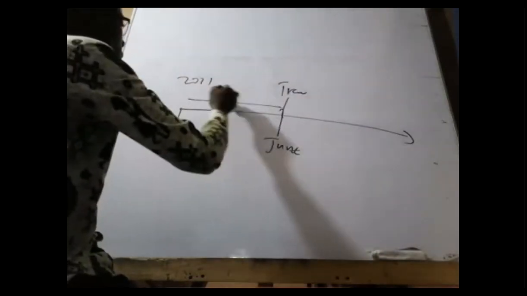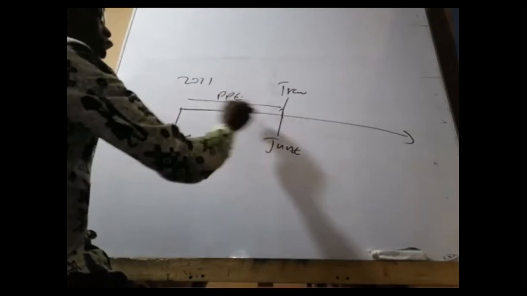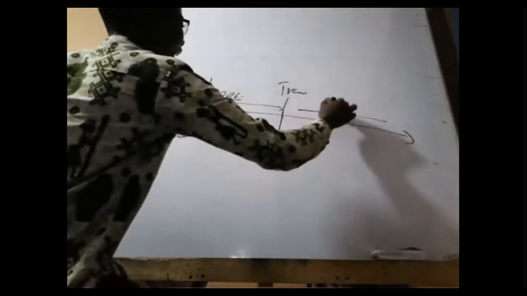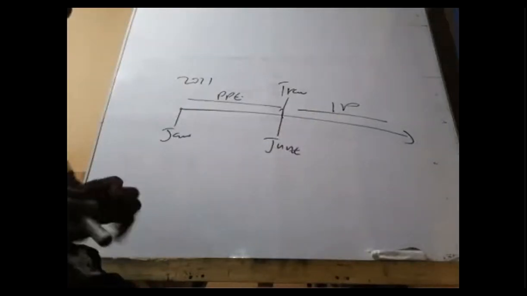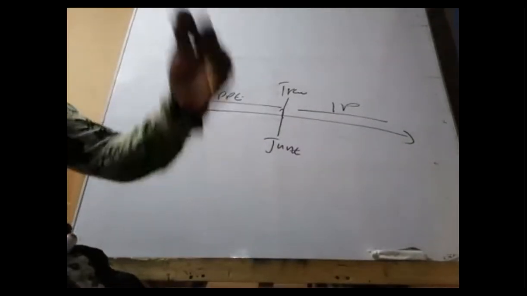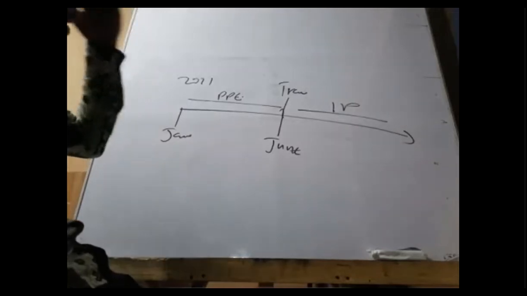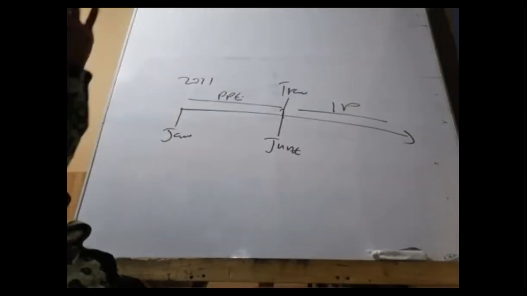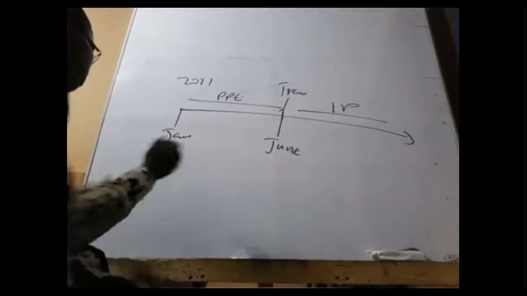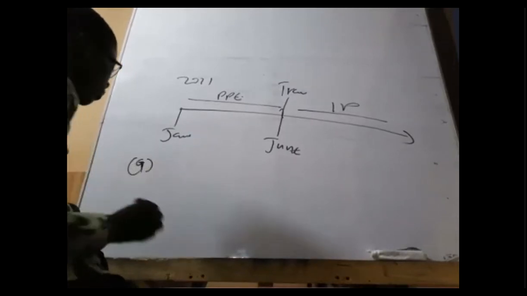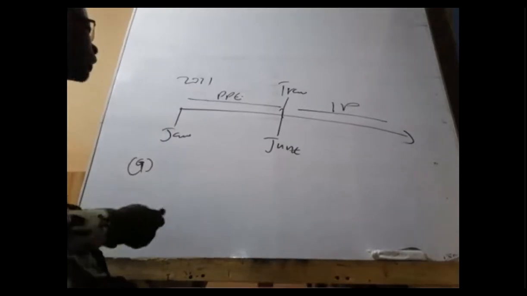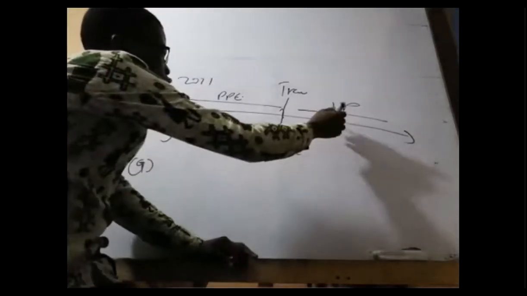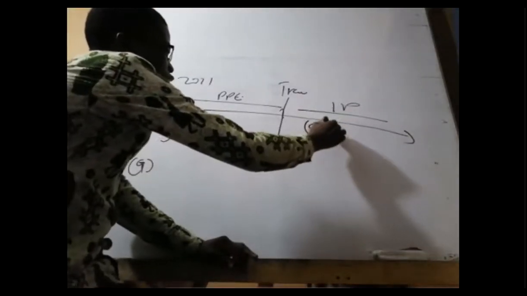It was transferred from PP to IP. For IP, we have two scenarios, the fair value model and the cost model. So you are going to prepare first on the assumption that you are using the cost model. They are saying for the investment property, we should prepare one if they use the cost model.